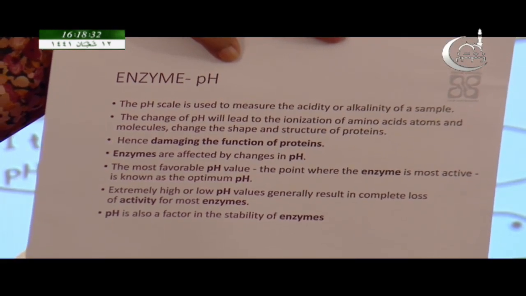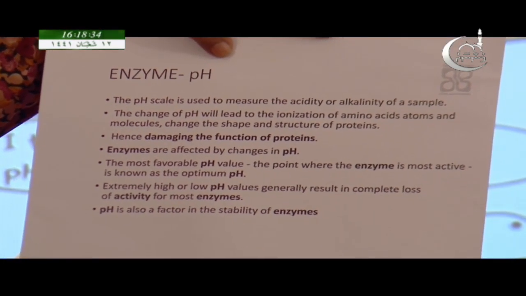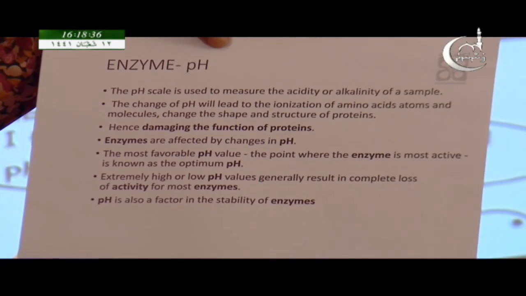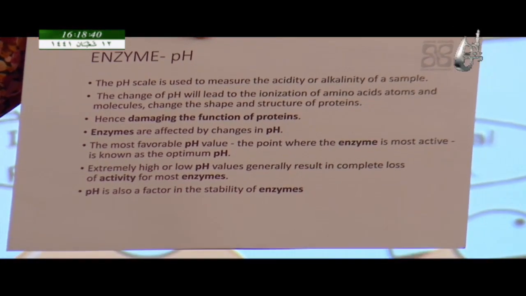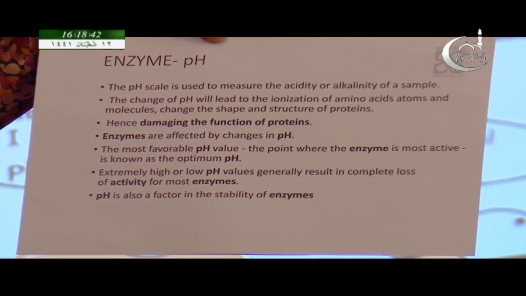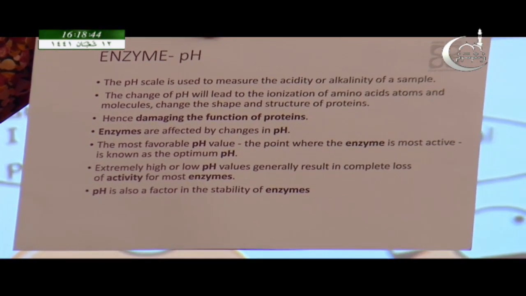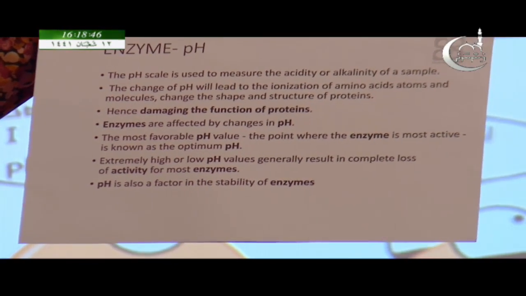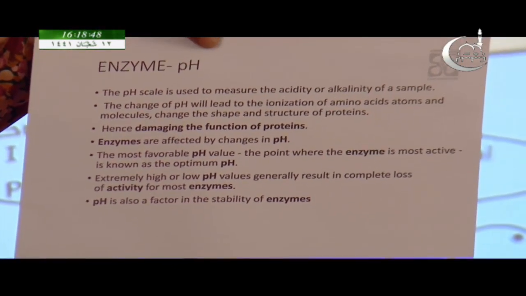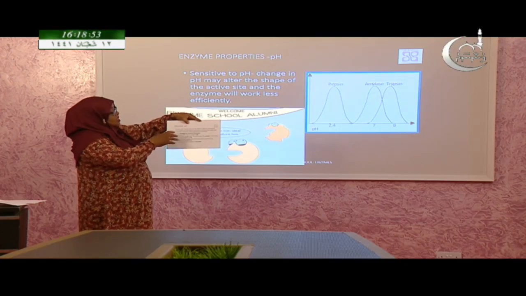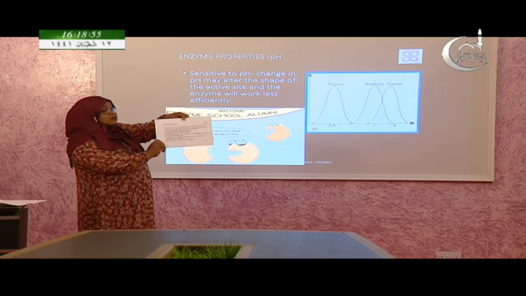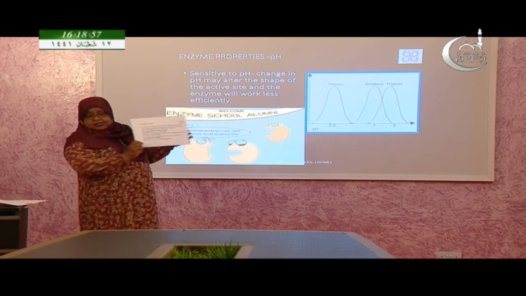Enzymes are affected by pH. The most favorable pH value, the point where the enzyme is most active, is called the optimum pH. Extremely high or low pH values generally result in complete loss of activity in most enzymes. So, pH is also a factor in the stability of enzymes. When you write answers to questions, please follow a sequence, then it will be easy for you to score marks.